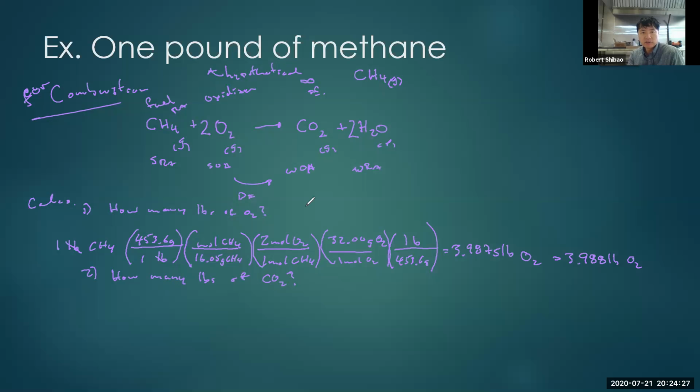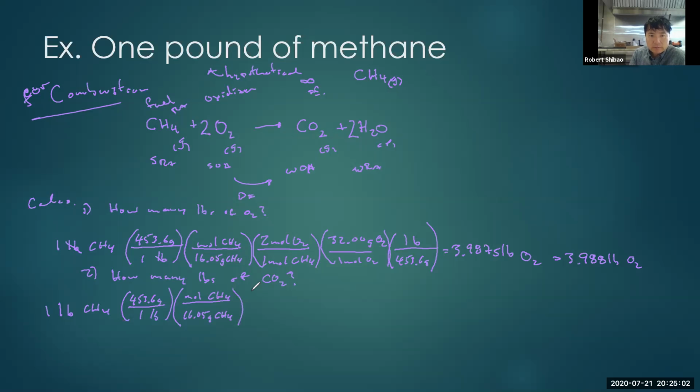How many pounds of CO2? Let's figure that out. So same setup. 1 pound of methane. Then we're going to do a pound to gram conversion. So 453.6 grams for every 1 pound. And then we're going to do a gram to mole conversion here. So it's the same, a mole of methane is 16.05 grams.